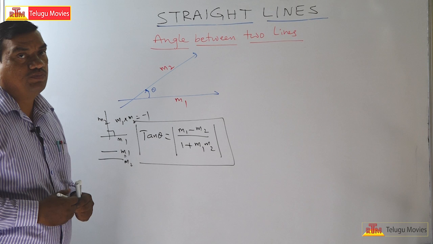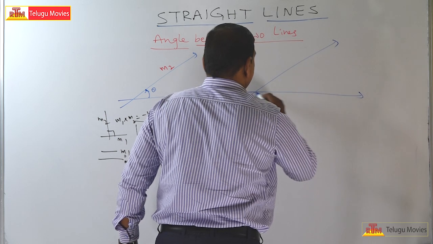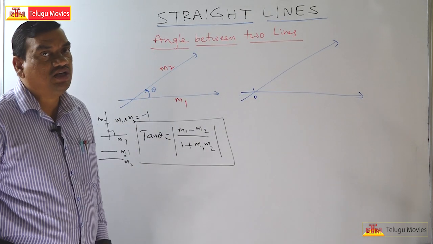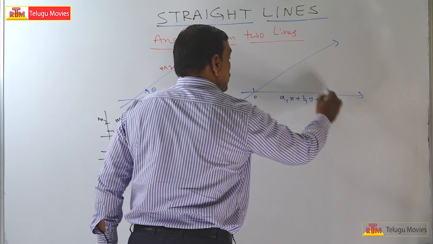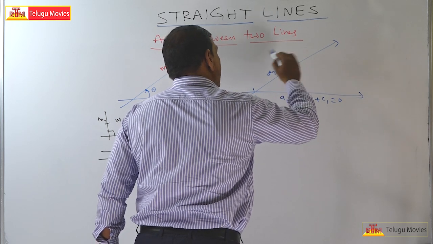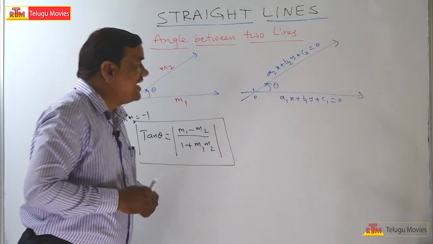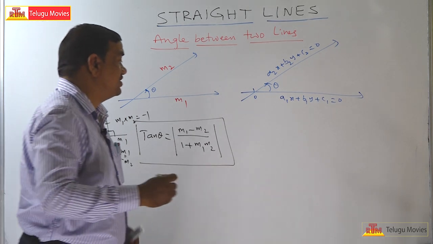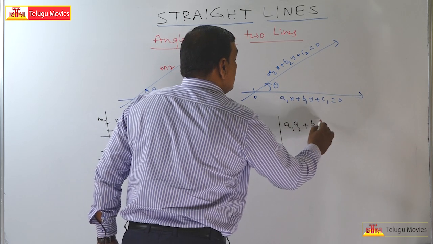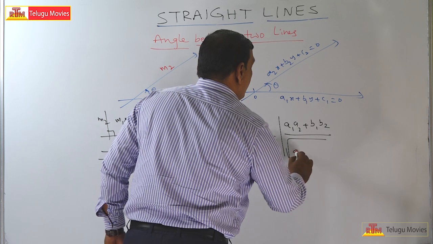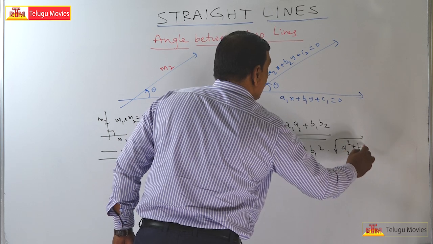If you don't know the slopes of the lines, for example when the equations are given, first you have to know this concept. We know the equations of the lines. The first equation of the line is a1x plus b1y plus c1 is equal to 0. Another equation is a2x plus b2y plus c2 is equal to 0. Let theta be the angle between the lines. Then the relation is given: cos theta is equal to modulus of a1 a2 plus b1 b2 by root of a1 square plus b1 square into root of a2 square plus b2 square.